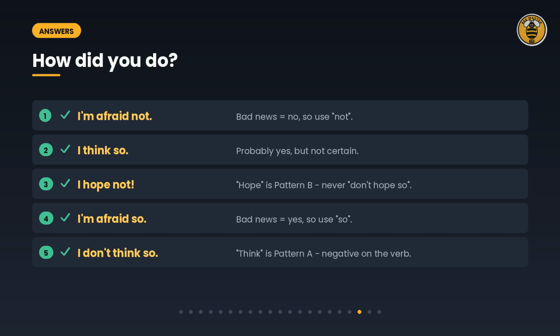Here are the answers. 1. I am afraid not. The bad news is no, so we use not. 2. I think so. Probably yes, but not certain. 3. I hope not. Hope is a pattern B verb, so never I do not hope so. 4. I am afraid so. This time the bad news is yes, so we use so. 5. I do not think so. Think is a pattern A verb, so the negative goes on the verb. If you got 4 or 5 correct, you have understood the system. If not, go back to the slide with the 3 rules.